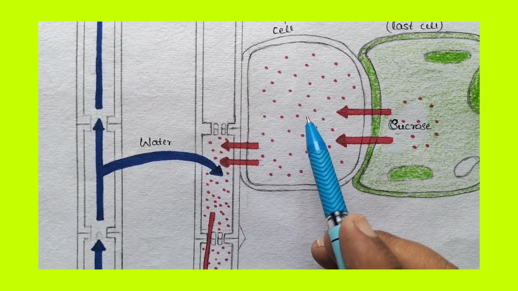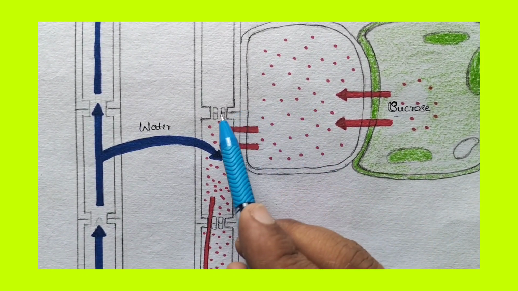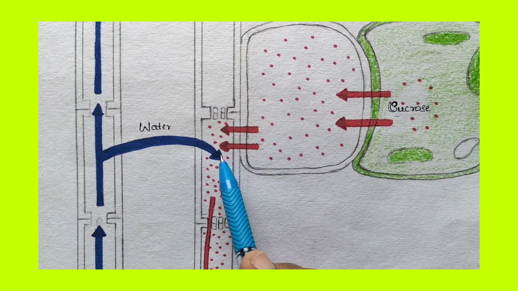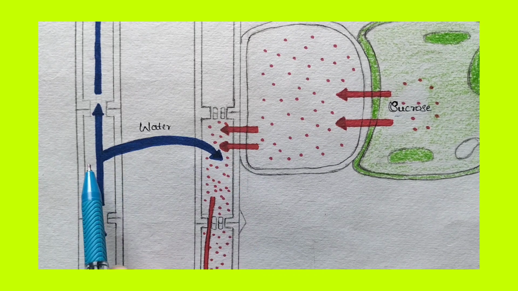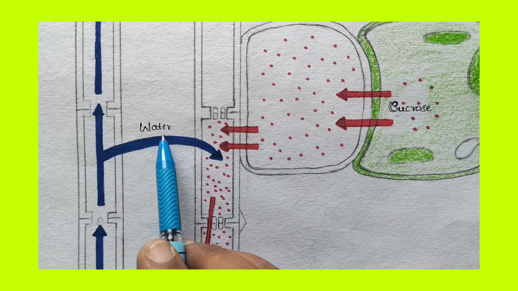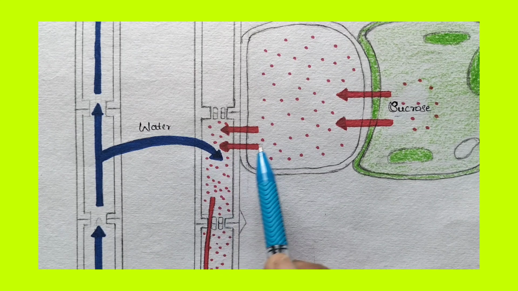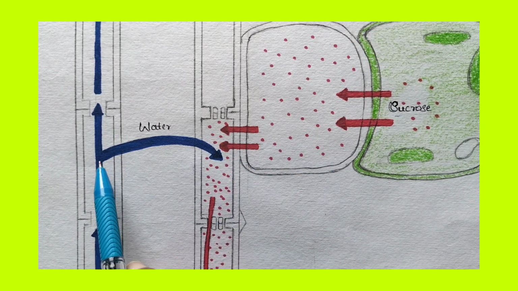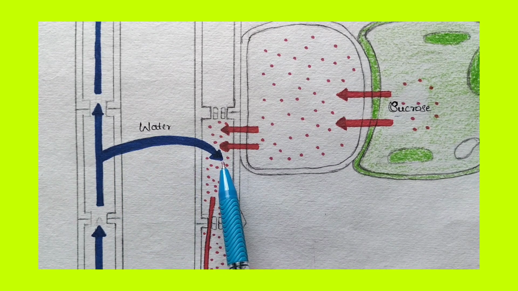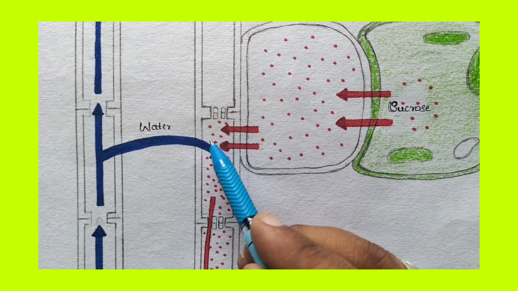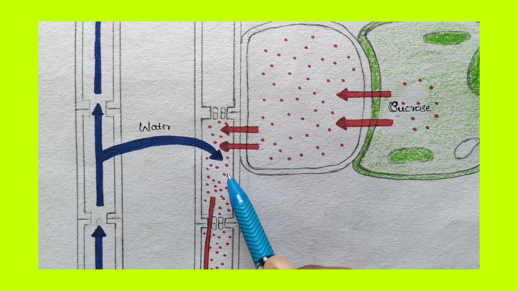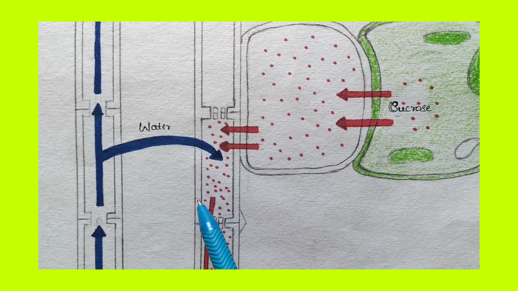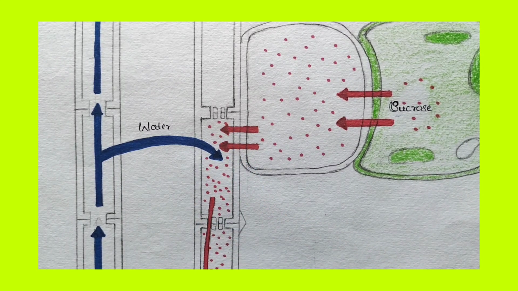Then from the companion cells, the food will move into the sieve tube. At the same time, from the xylem, water will move into the sieve tube. So companion cells to sieve tube, food is coming, and from xylem, water is coming. So now here in the sieve tube, in this part, there will be more concentration of food. So the concentration of food increases here.